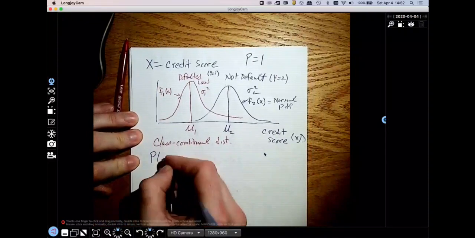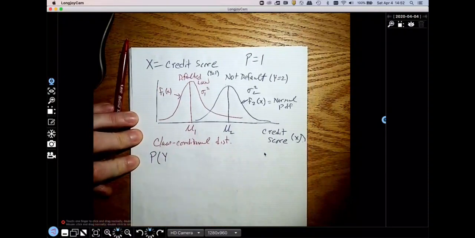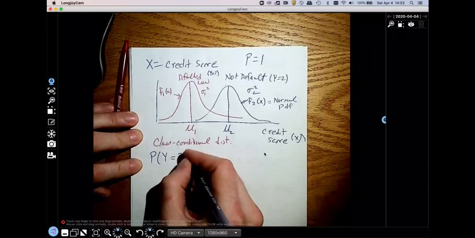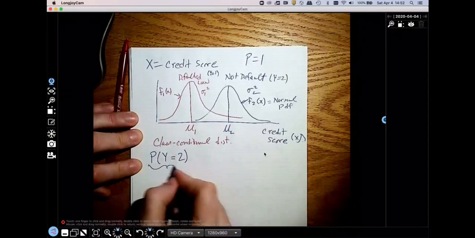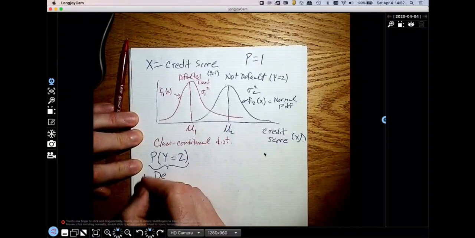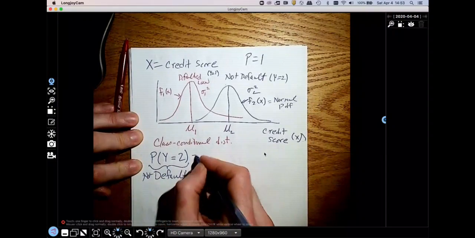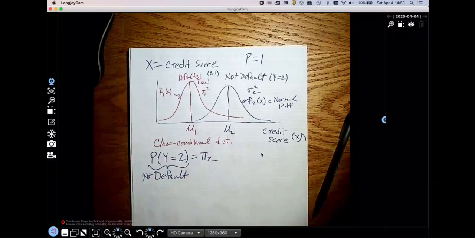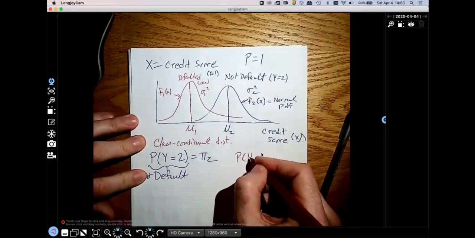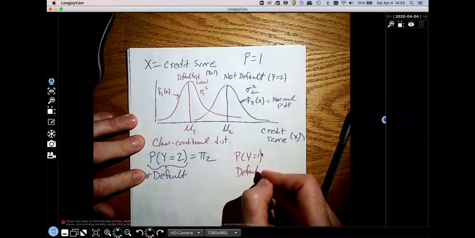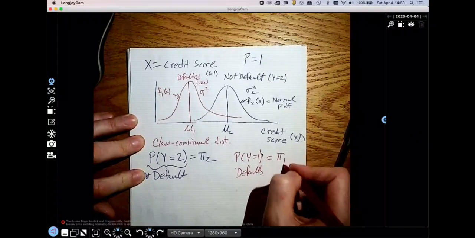What is the probability that I observe a person at random from the population who defaulted? So what that means is, this is not default, and this is going to be pi 2, whereas the probability that I draw someone at random from the population who defaults is going to be pi 1.